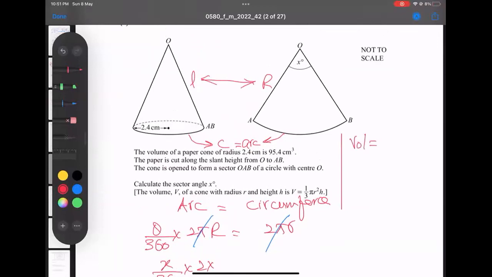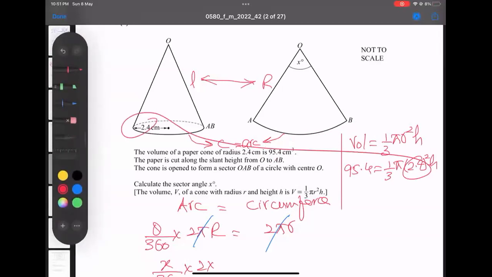The volume formula is 1 by 3 pi r squared times h. The volume of the cone was given: 95.4 equals 1 by 3 pi, the radius is 2.4 squared, into h. This radius I got from here.